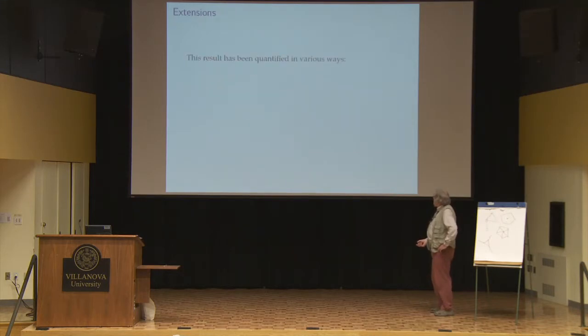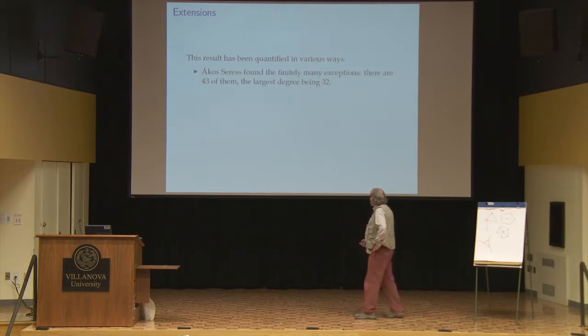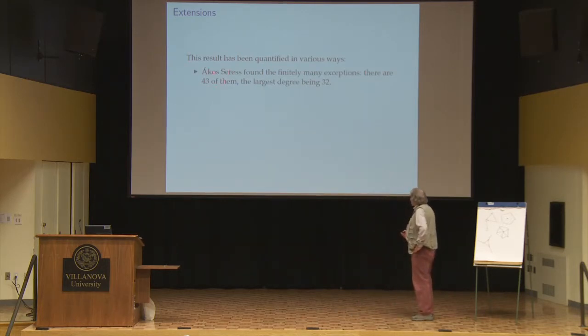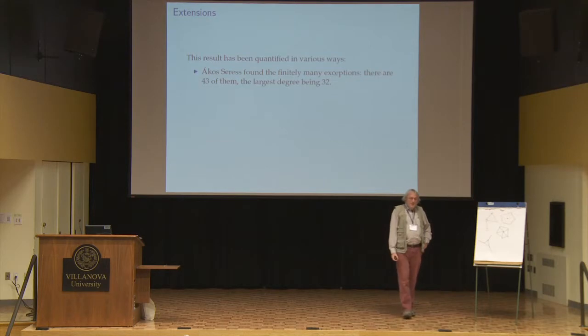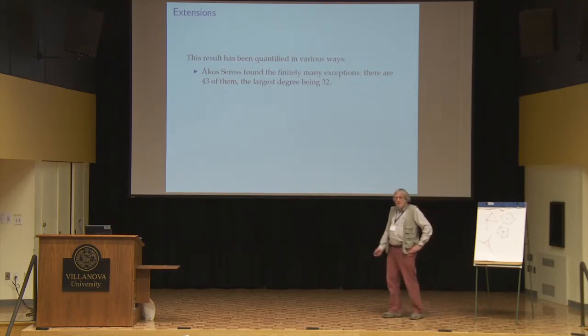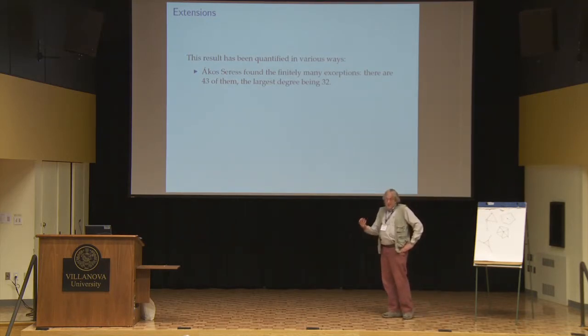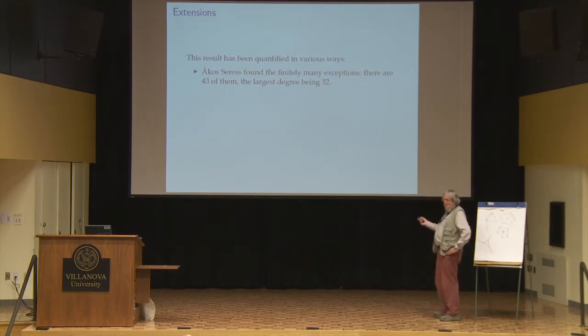And so here are some extensions of our result. Most importantly, I suppose, Akash Suresh found that he could classify all the exceptions. And it's an interesting list. There are 43 exceptional groups here. So 43 primitive groups other than symmetric and alternating groups, for which there's no subset of the domain whose setwise stabilizer is the identity. I'll show you his list in a moment, but the largest one has degree 32.